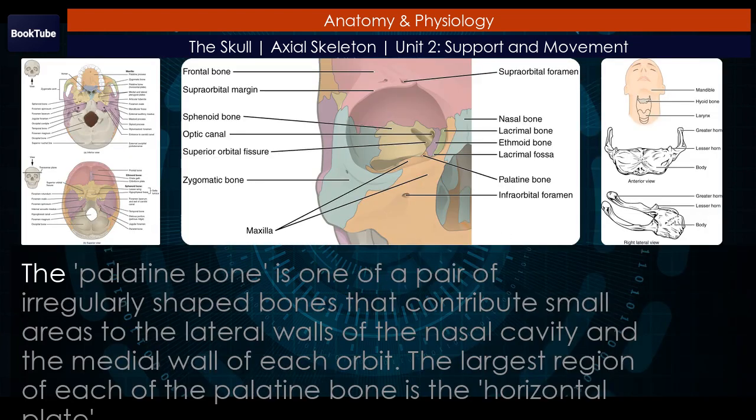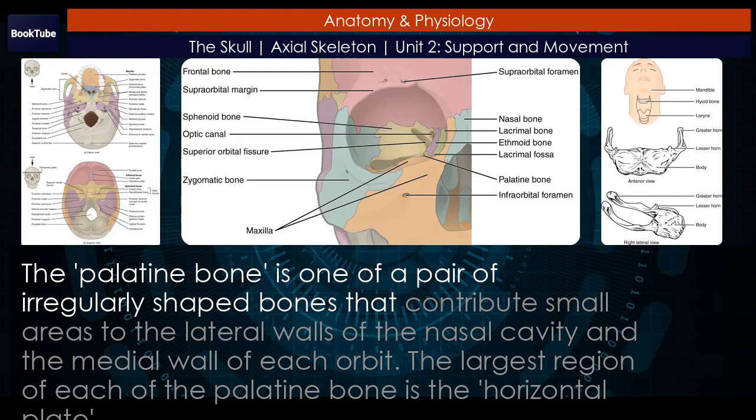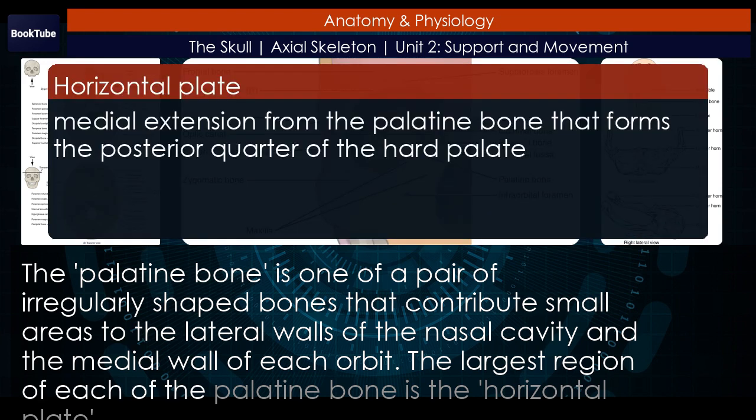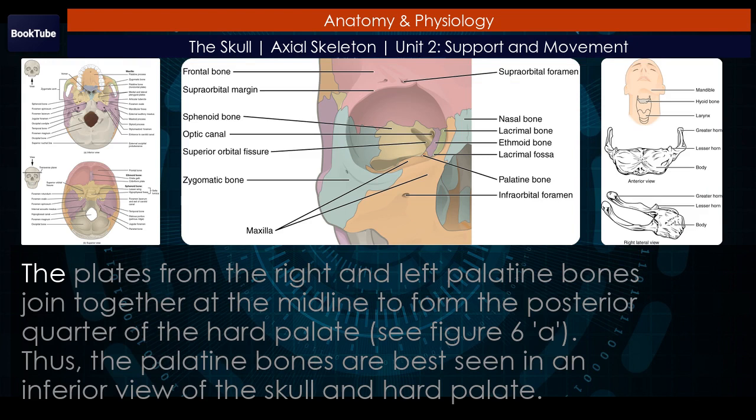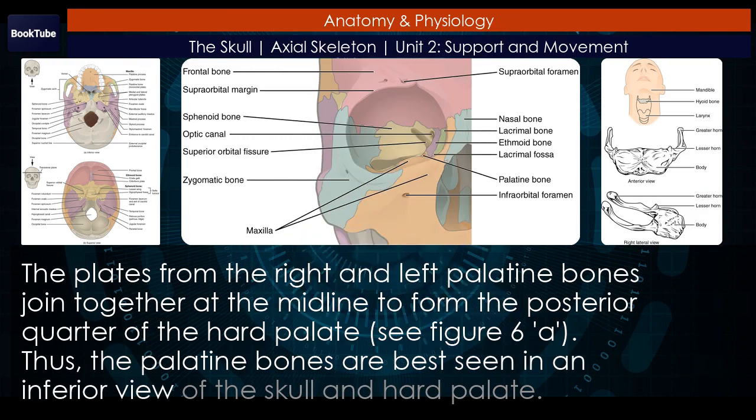Palatine bone. The palatine bone is one of a pair of irregularly shaped bones that contribute small areas to the lateral walls of the nasal cavity and the medial wall of each orbit. The largest region of each palatine bone is the horizontal plate. The plates from the right and left palatine bones join together at the midline to form the posterior quarter of the hard palate. See Figure 6. Thus, the palatine bones are best seen in an inferior view of the skull and hard palate.